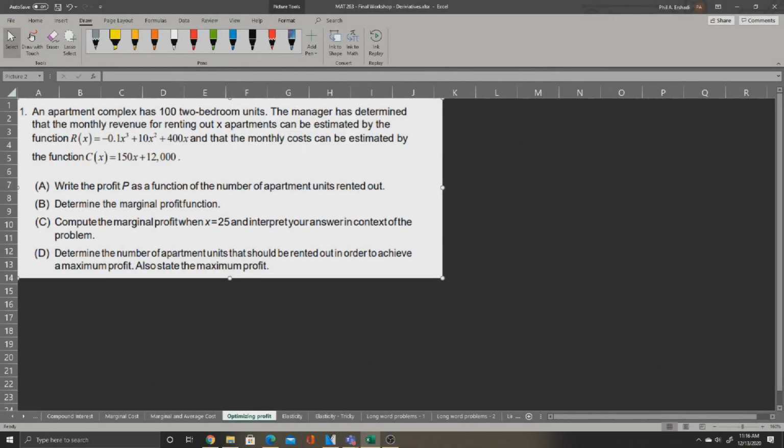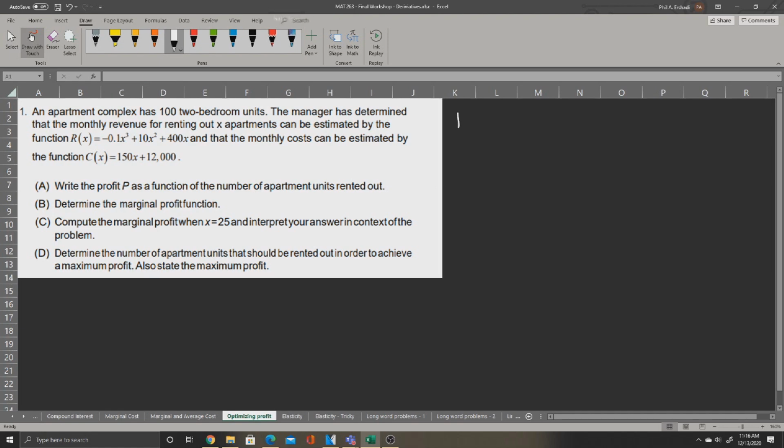In this problem, we have an apartment complex that has 100 two-bedroom units. The manager has determined that the monthly revenue is -0.1x³ + 10x² + 400x, and the monthly costs can be estimated by 150x + 12,000. They would like us to write a function for profit.